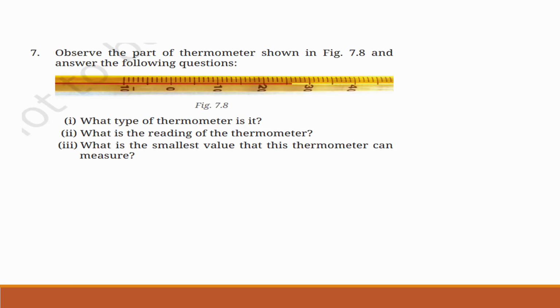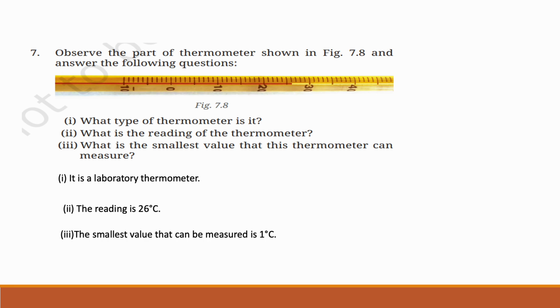Observe the part of thermometer shown in figure 7.8 and answer the following questions. What type of thermometer is it? This is a laboratory thermometer. What is the reading of the thermometer? The reading of the thermometer is 26 degrees Celsius. So between 20 and 30 there are 10 small divisions. So each division is 1 degree Celsius. Then what is the smallest value that this thermometer can measure? It is 1 degree Celsius.